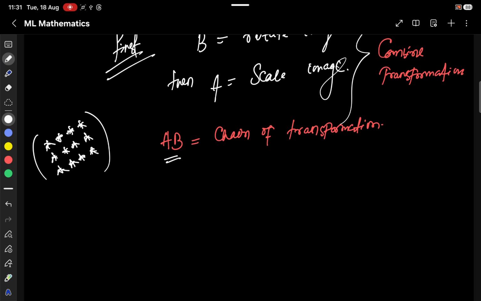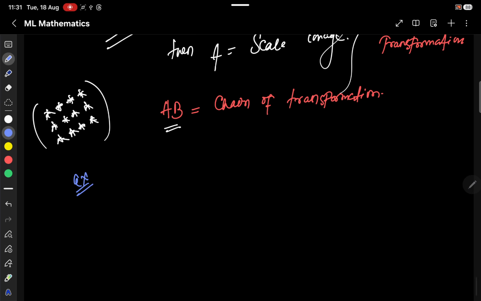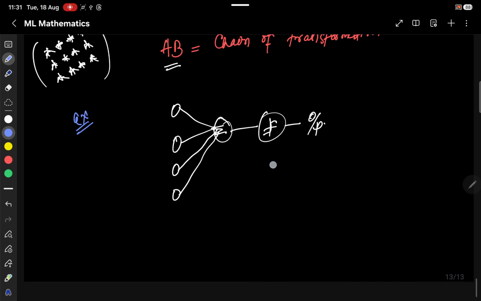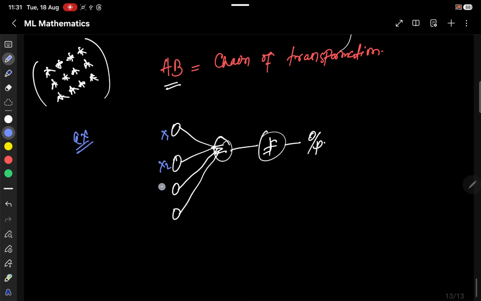If you think a little bit deeper, you may have already seen diagrams like this in neural networks. In a neural network, there will be a summation, then something called an activation function, then there will be an output. Here x1, x2, x3, x4 are my inputs. Every input has associated weights, and at the summation point we compute xi times wi, multiplied and summed.